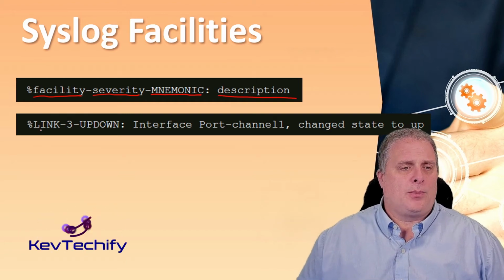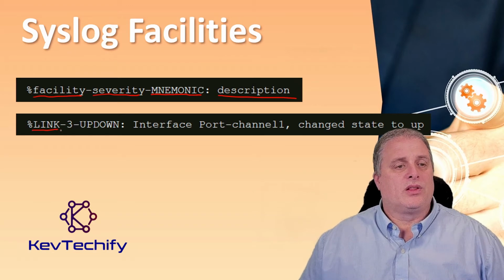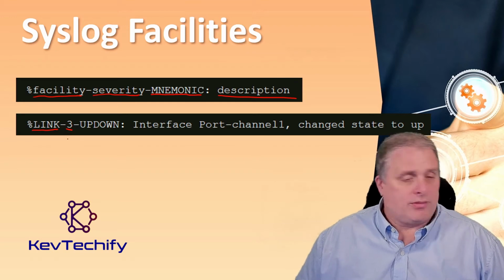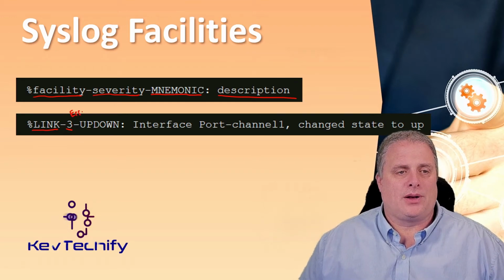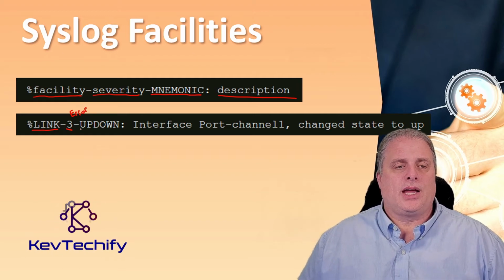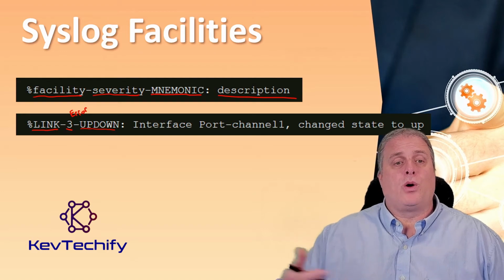So here's an example. We have the facility here is the link. So it's dealing with the links here. We have a severity of 3. Once again, level 3 here is this is an error. So something bad has happened or a major change has happened. What we're looking at is up down. Up down means did our interface go up or down?